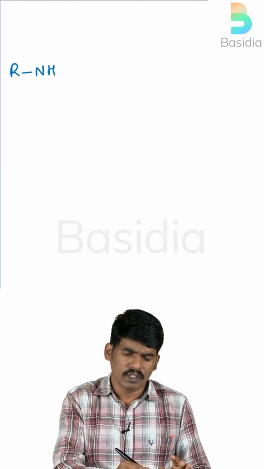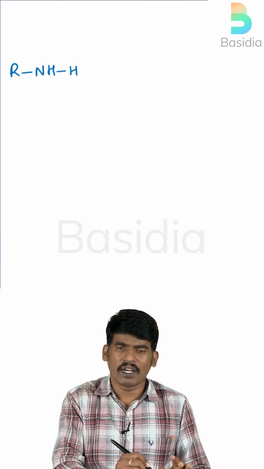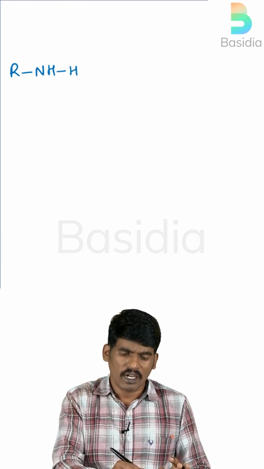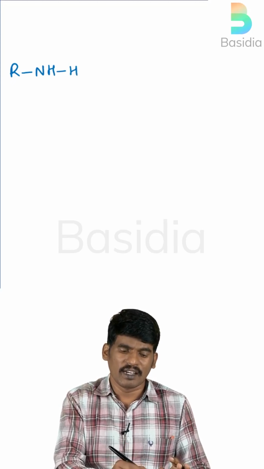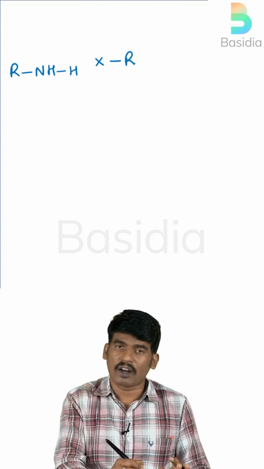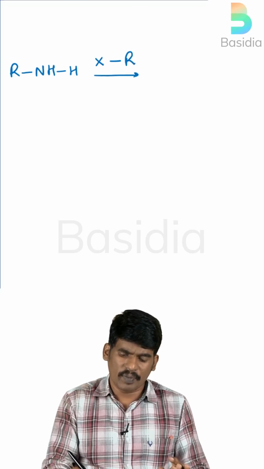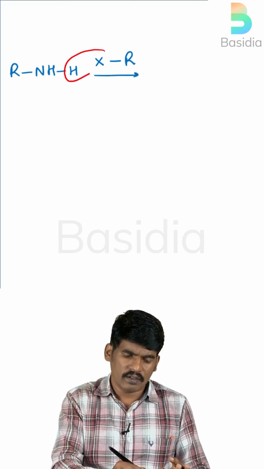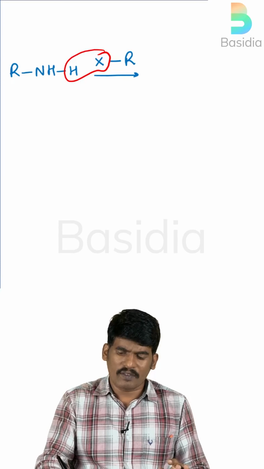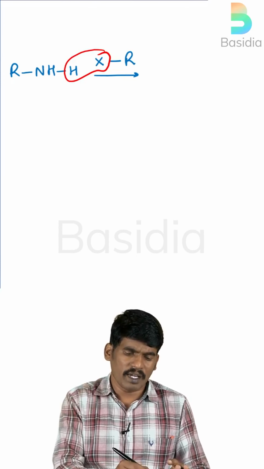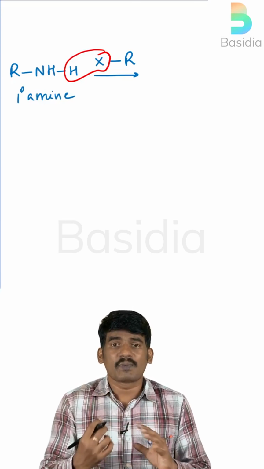Hope you understand. Let's see all the reactions. RNH2. Will you allow me to write RNH2 as RNHH? Okay, thank you. And it reacts with the alkyl halide, which you can write as XR. So what will happen? This H and X have been removed. So now what we have taken initially, we have taken primary amine.